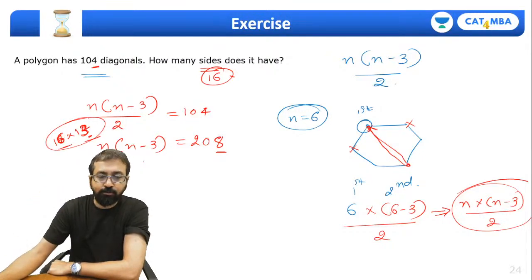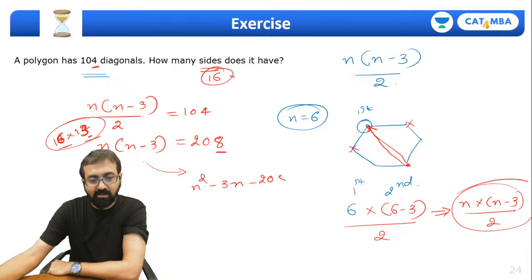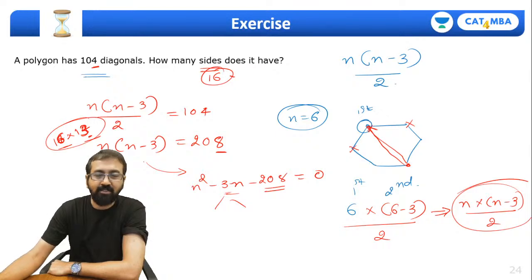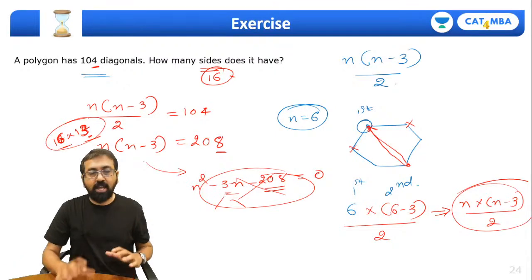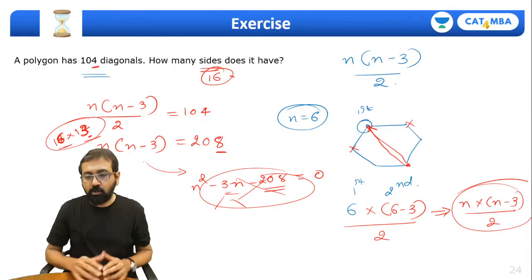The other way would have been, of course, you can convert this to a quadratic: n square minus 3n minus 208 equal to 0. But then again, you will have to split 208 into two parts whose difference is this one. So instead, we can do it directly now. Why convert it this way? Don't do it this way. Okay, so I hope all of you have understood up till now.